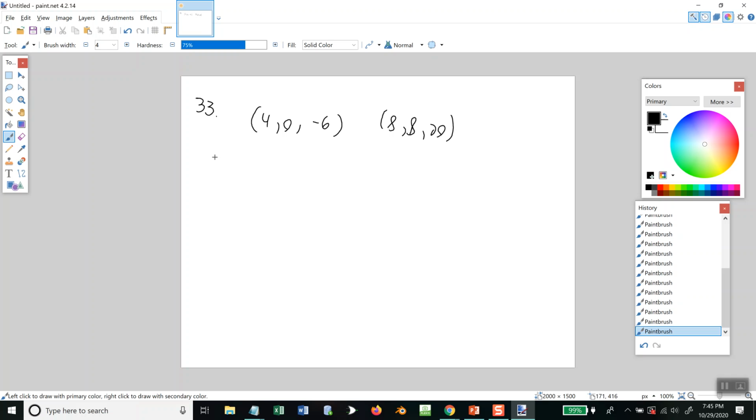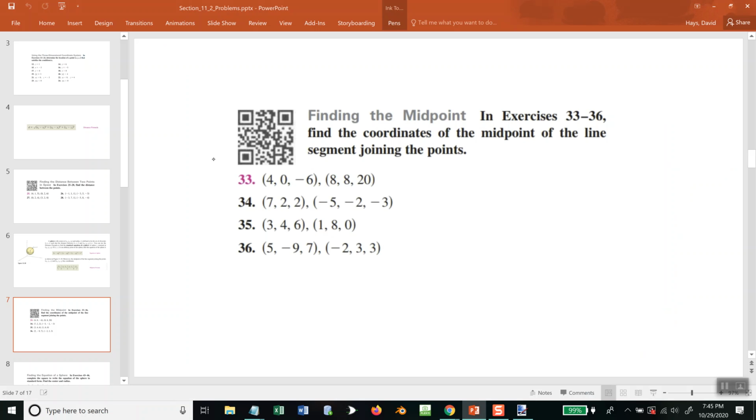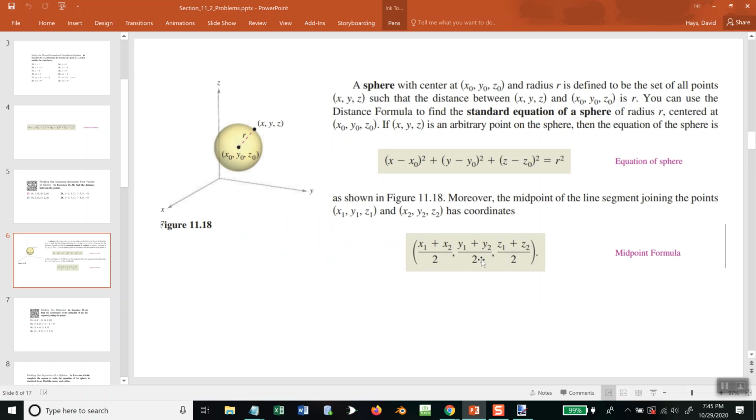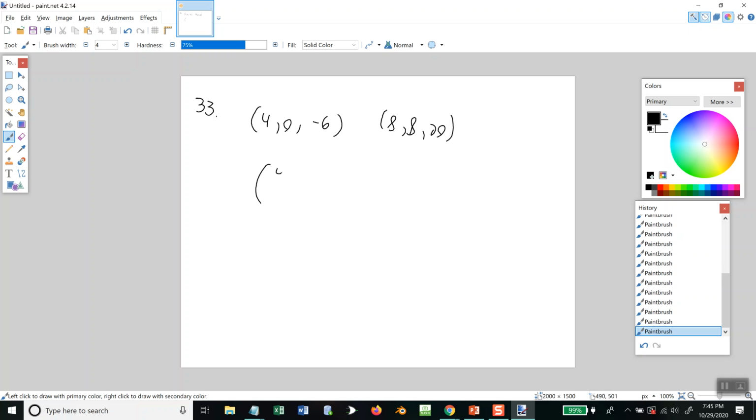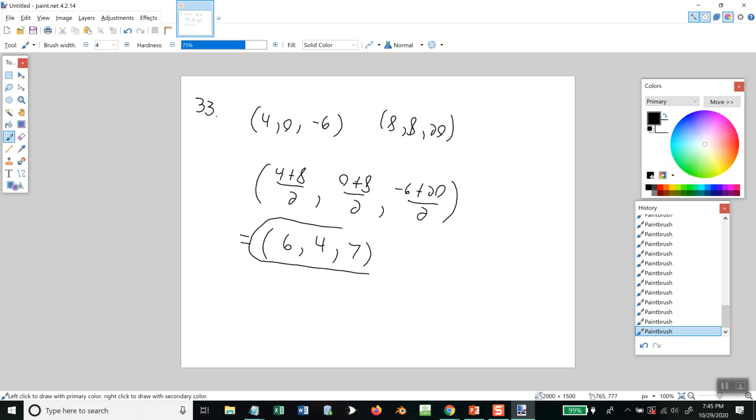Okay. Now the instructions here say to find the midpoint. Midpoint's very easy. Add the x's divided by 2, add the y's divided by 2, add the z's divided by 2. 4 plus 8 divided by 2, 0 plus 8 divided by 2, negative 6 plus 20 divided by 2. 4 plus 8 is 12, divided by 2 is 6. 0 plus 8 is 8, divided by 2 is 4. Negative 6 plus 20 is 14, divided by 2 is 7. And that would be our midpoint.